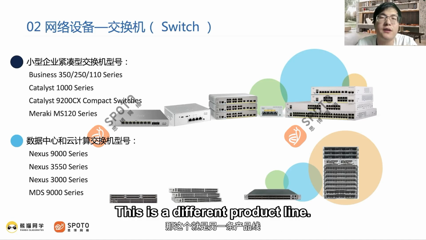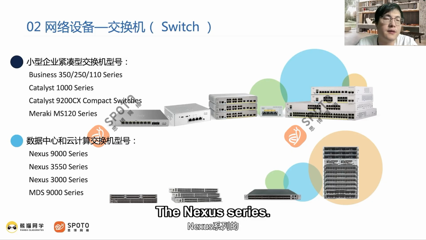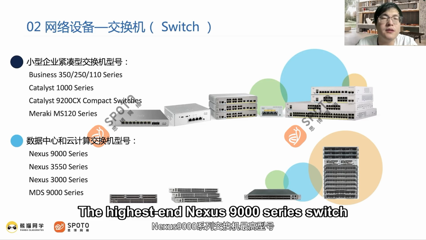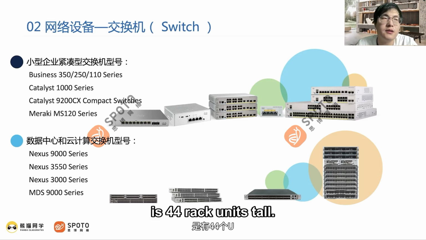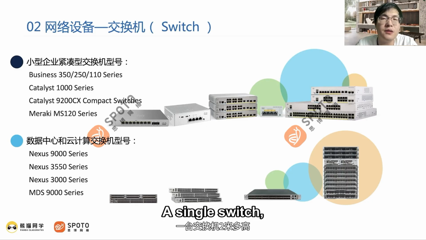This is a different product line. We call this product line Nexus. The Nexus series. The relatively new ones. That's the Nexus 9000 series switch. The highest-end Nexus 9000 series switch is 44 rack units tall. That's over 2 meters high. A single switch. Over 2 meters tall.